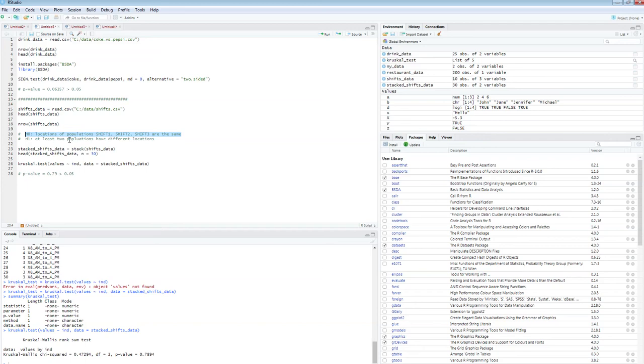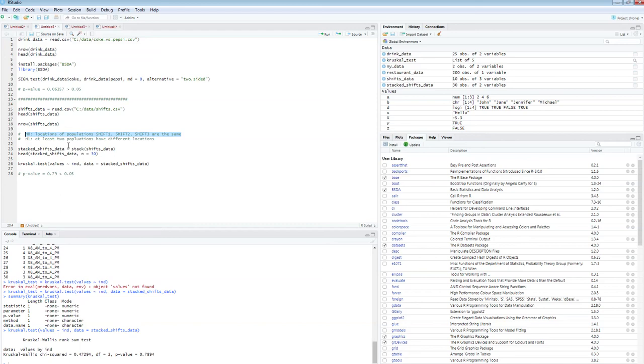I failed to reject the null, so therefore my statistical answer, right, is that locations are the same. Now I have to translate that into the human language again, right? What does that mean? That means the distribution of customer ratings for shifts 1, 2, and 3 are statistically the same. So therefore, during the day, I provide consistent customer service. Case closed. Everybody's happy. Okay. So that's how we use the Kruskal-Wallis test.